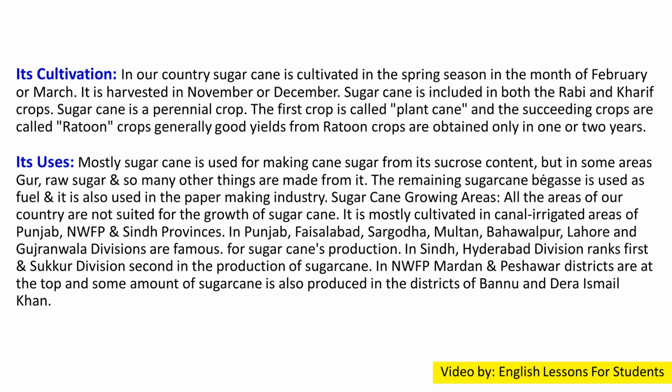Sugarcane growing areas. Although areas of our country are not suited for the growth of sugarcane, it is mostly cultivated in canal irrigated areas of Punjab, NWFP, and Sindh provinces. In Punjab, Faisalabad, Sargodha, Multan, Bahawalpur, Lahore, and Gujranwala divisions are famous for sugarcane production. In Sindh, Hyderabad division ranks first and Sakar division second in the production of sugarcane. In NWFP, Mardan and Peshawar districts are at the top, and some amount of sugarcane is also produced in the districts of Bannu and Dera Ismail Khan.